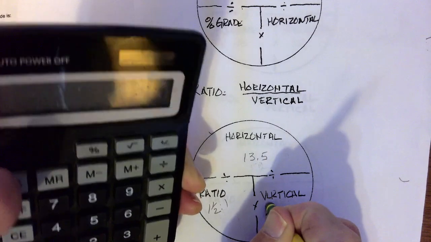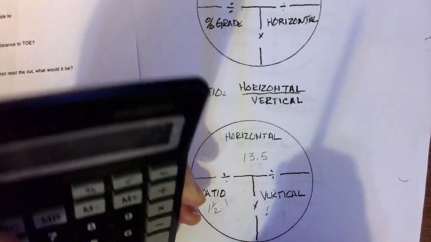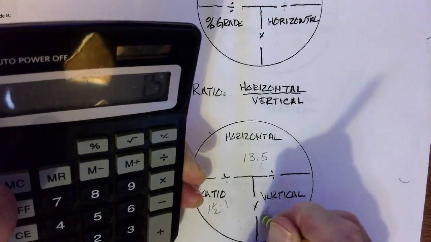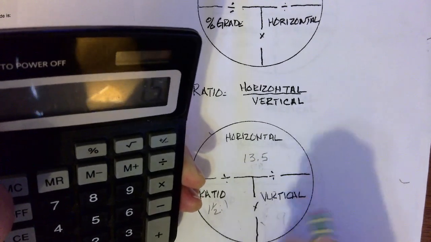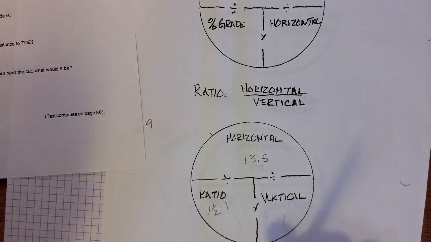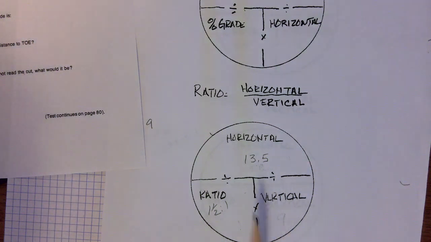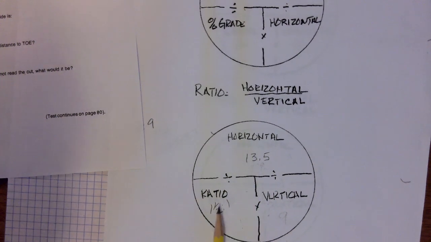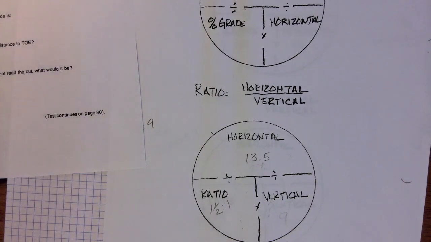It gave us that, I think. We don't know the cut. We don't know the cut. I'm sorry. So to find the cut, which is the vertical, we have to take the horizontal and divide it by the ratio. I kind of got a little lost on that. I got in a hurry. 13.5 divided by 1.5 equals 9. So 9's our cut.